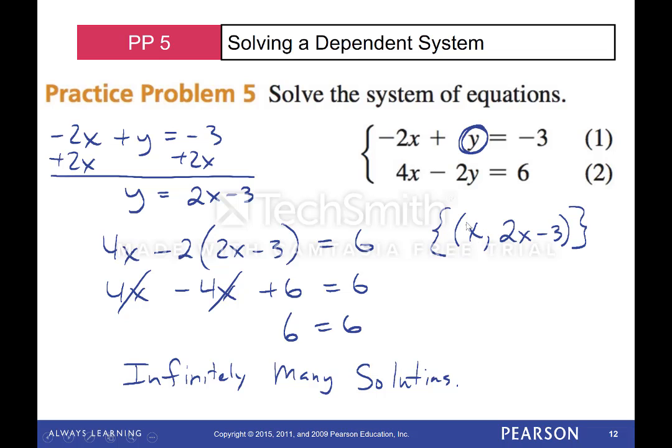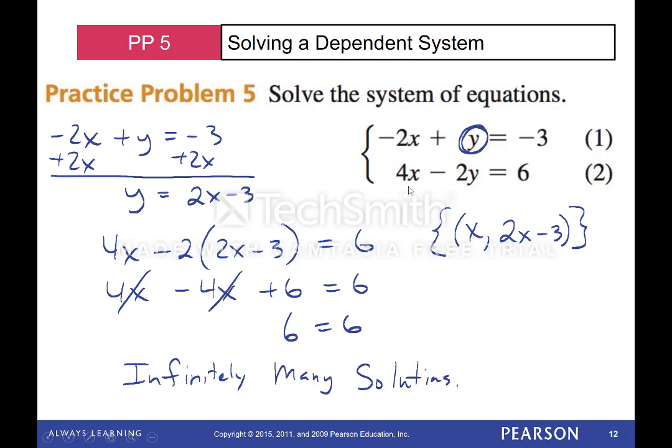So if x is equal to 0, well, the y value is going to be negative 3. If x is equal to 1, then it's going to be 2 minus 3, or negative 1. If x is equal to 3, then that means the y value is going to be 6 minus 3, or 3. So 3, 3. So it kind of gives you a little formula for it.